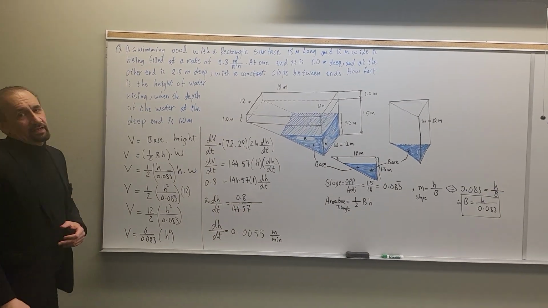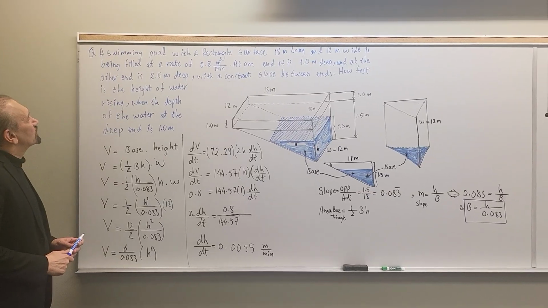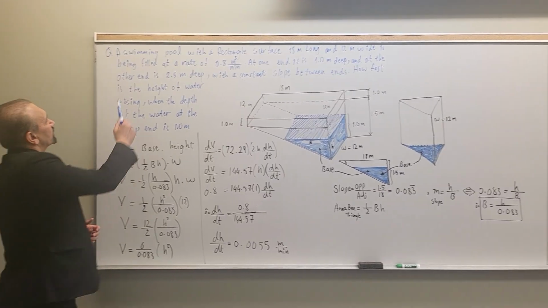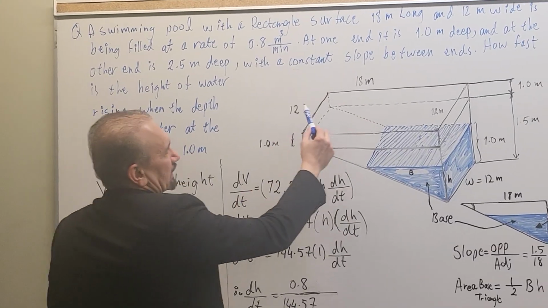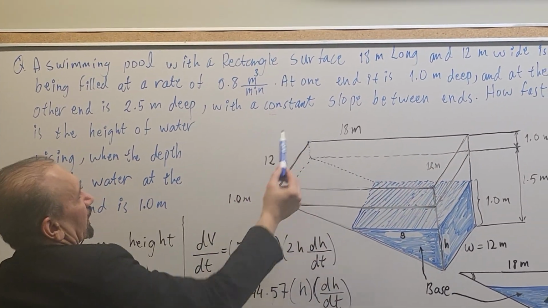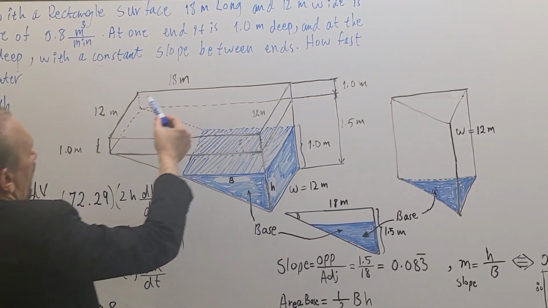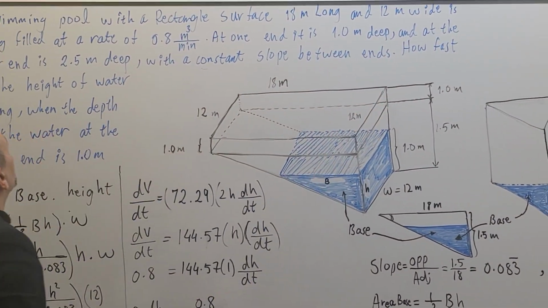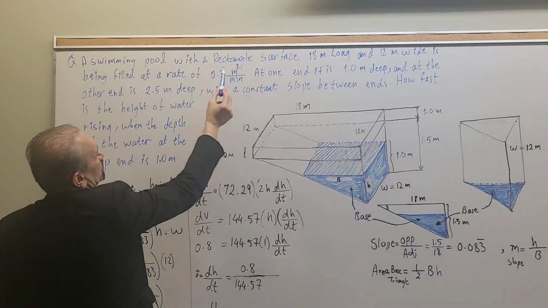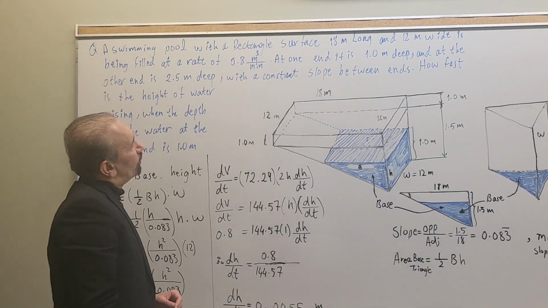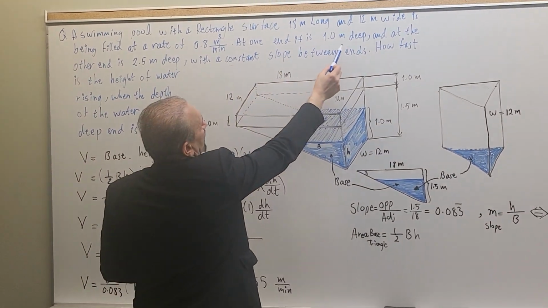Today we have another question about related rates. The question is written here: a swimming pool with a rectangular surface. The surface is rectangular, 18 meters long and 12 meters wide, 18 times 12, and is being filled at a rate of 0.8 meters cubed per minute. It says that at one end it is 1 meter deep.